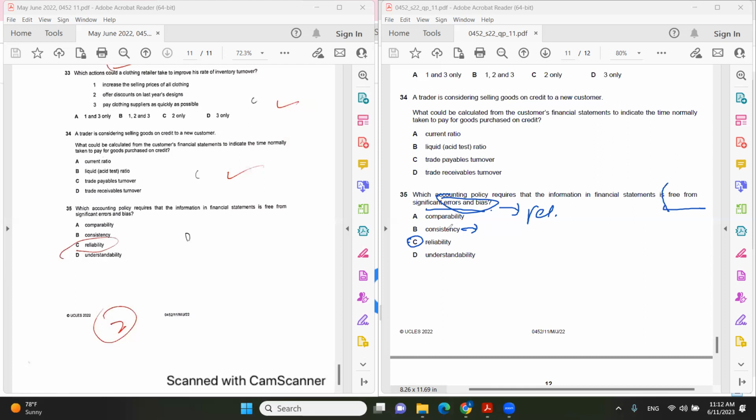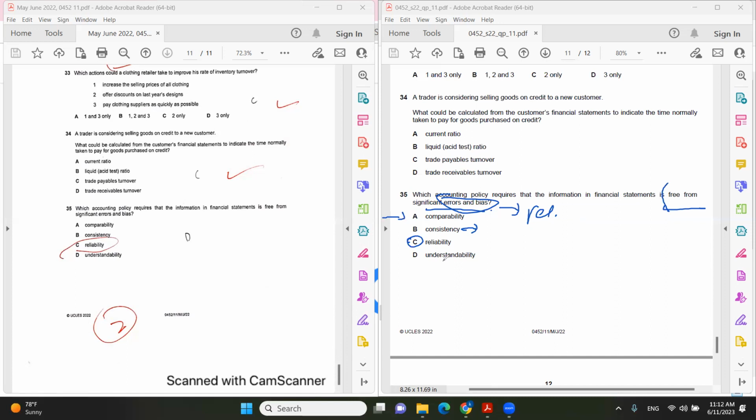Before that, I will explain a bit about this one. Comparability is being able to compare using the similarities and differences to compare the results. Consistency is under the accounting principle: the method that we use in accounting should continue and not change, unless the change gives a better view of the accounts.